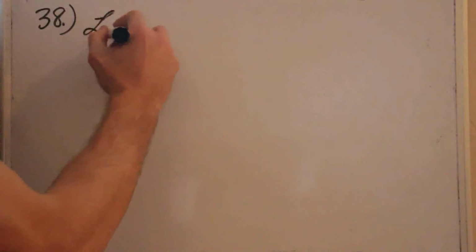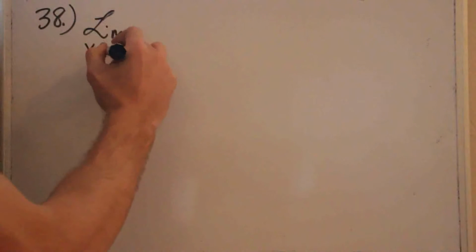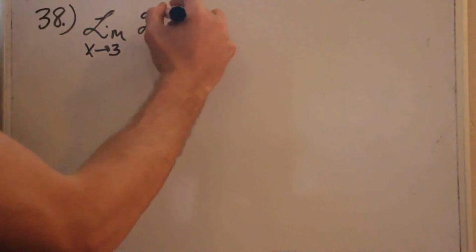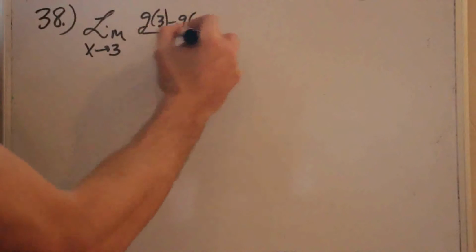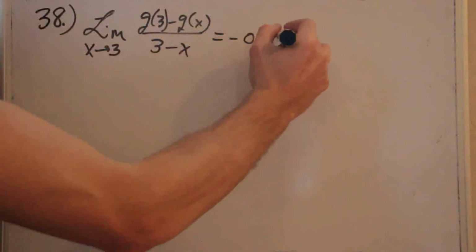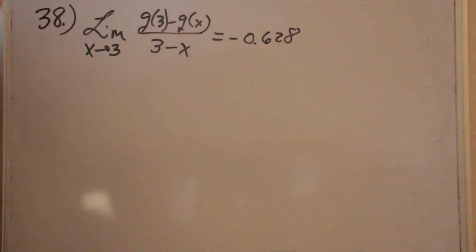Okay, welcome back. This next one here, number 38, is really a conceptual question. So if we can understand the concept, we'll understand this one. The question is, if the limit as x goes to 3 of g of 3 minus g of x over 3 minus x equals negative 0.628, then near the point where x equals 3, the graph of g of x is what?